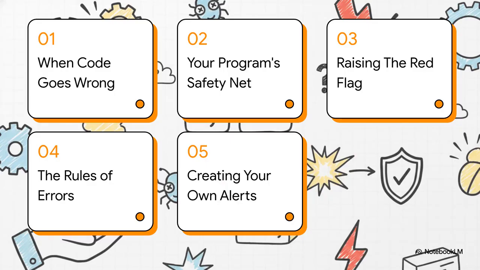And don't worry, we've got a roadmap for this. First, we'll figure out what's actually happening when code goes wrong. Then, we'll build a safety net for our program. After that, we'll learn how to raise our own red flags, understand the official rules of errors, and finally, get into creating our very own custom alerts. By the end of this, you're going to be in total control.